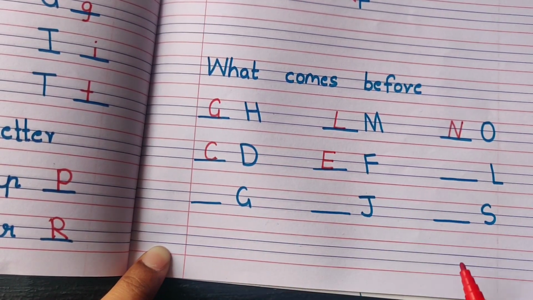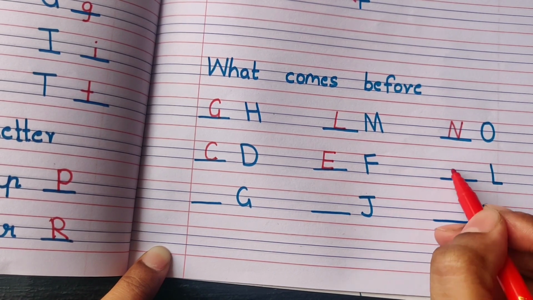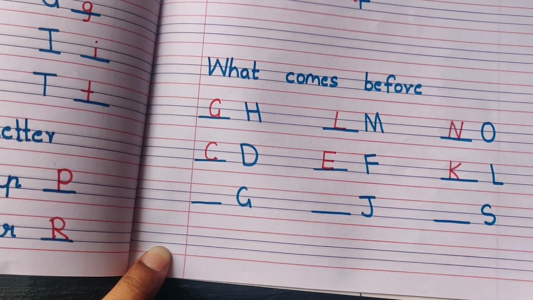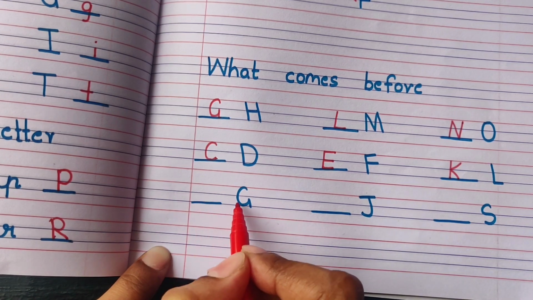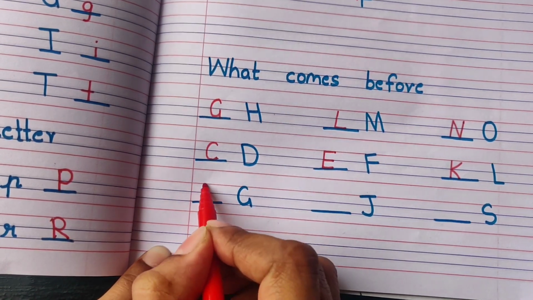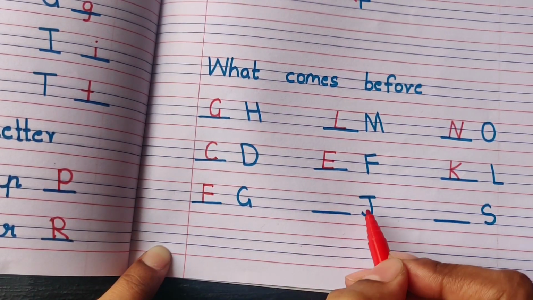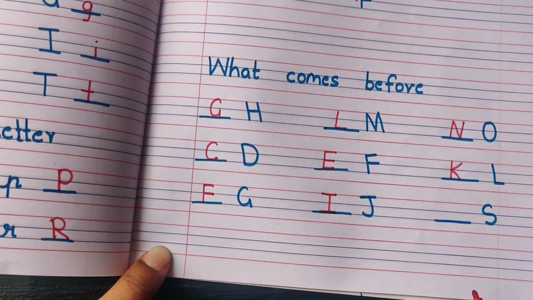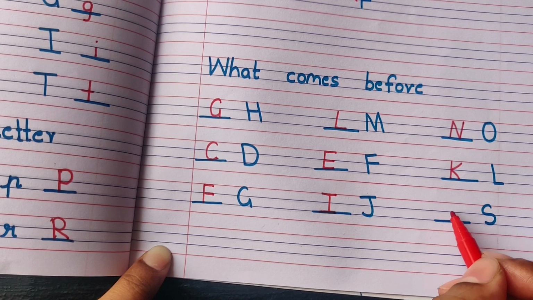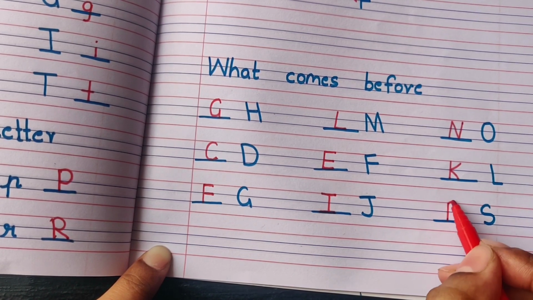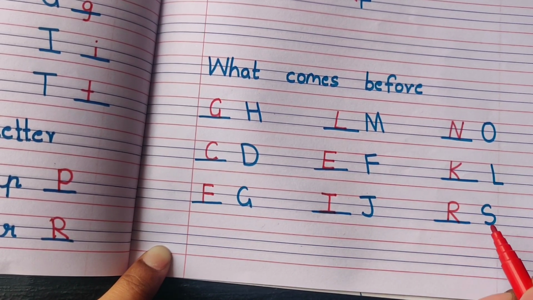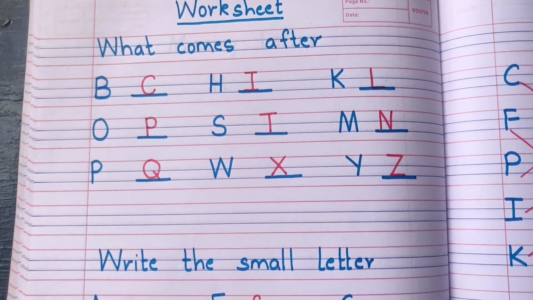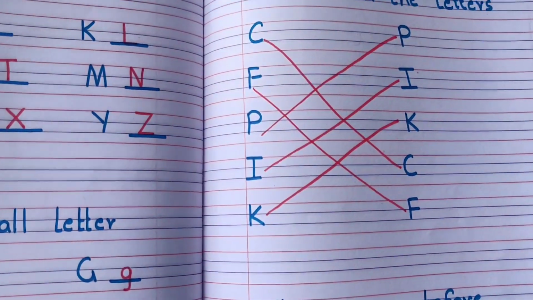E. What comes before L? K. What comes before G? F. What comes before J? I. What comes before S? R. So this was the alphabet worksheet we did for nursery class.